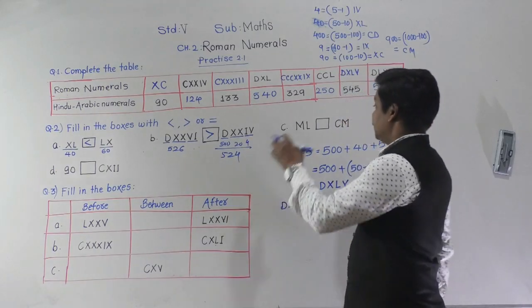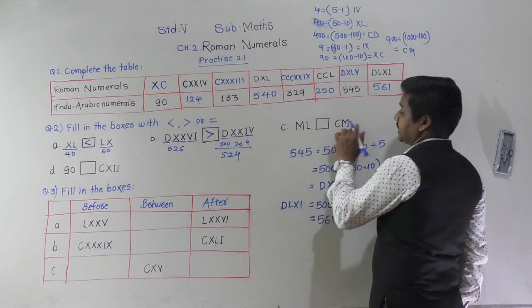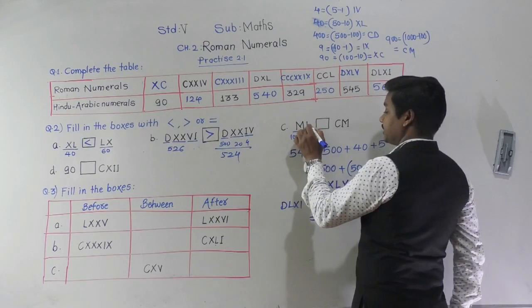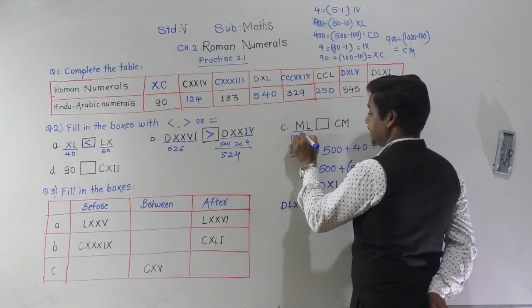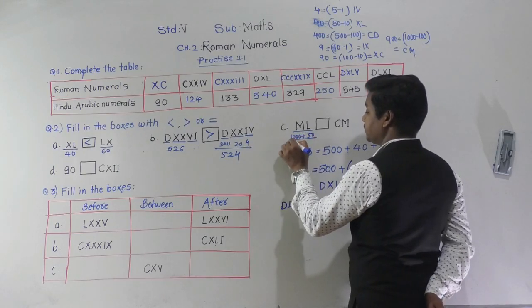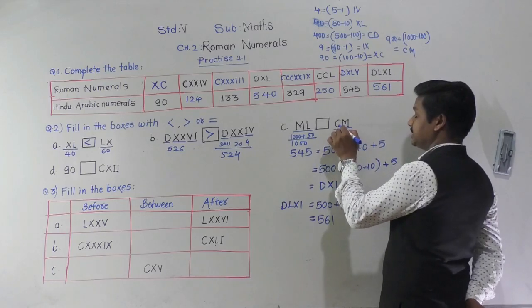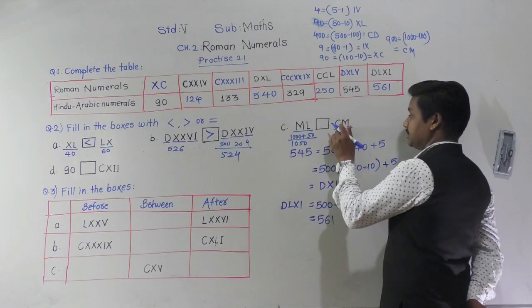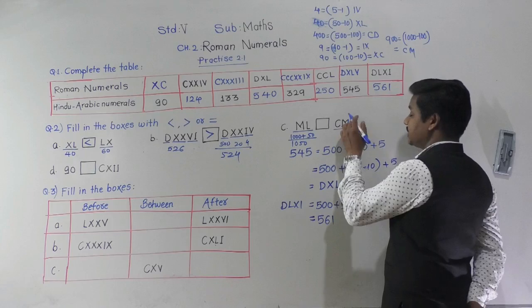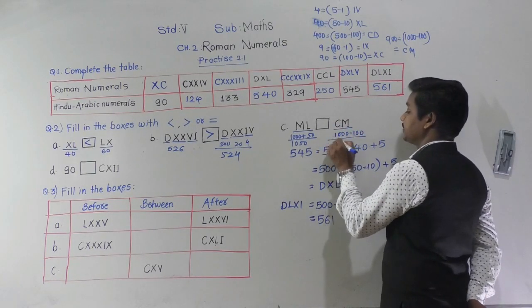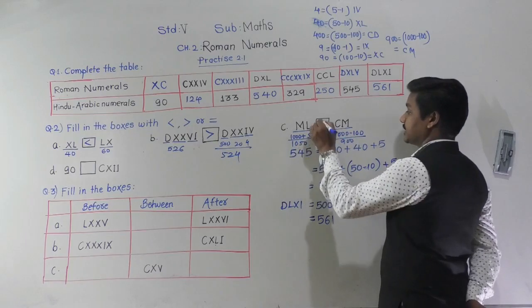Clear? Next, ML and CM. ML means what? M means 1000 and a smaller symbol appears after the greater symbol, that means it will get added. 1000 plus 50, that is 1050. And here CM. CM means what? C is smaller than M. A smaller symbol appearing before a greater symbol means its value will get subtracted. That is 1000 minus 100, that is 900. So ML is greater, right?